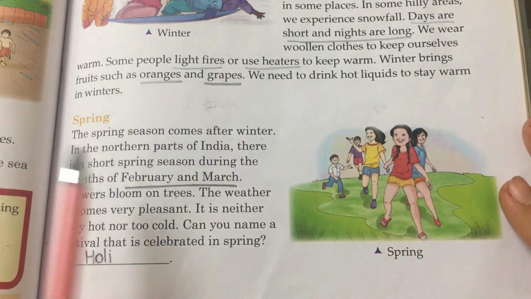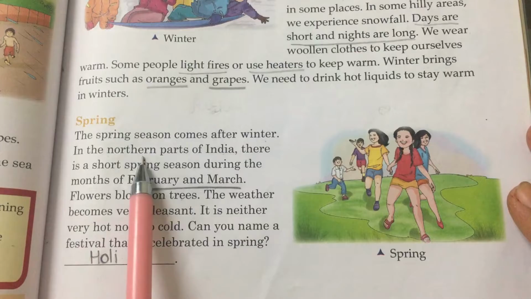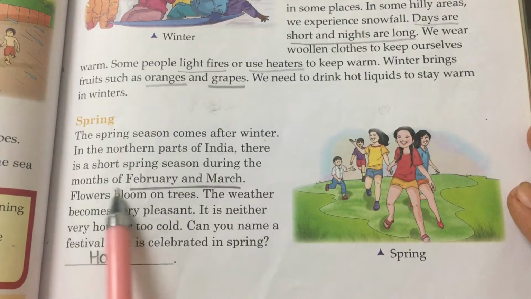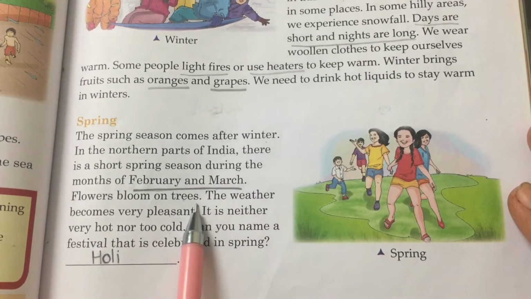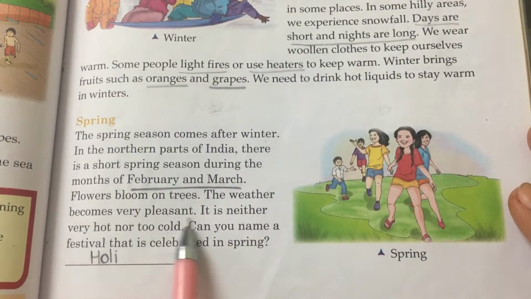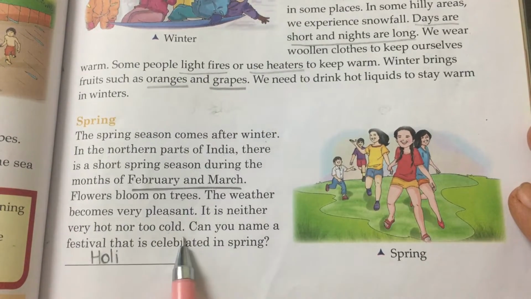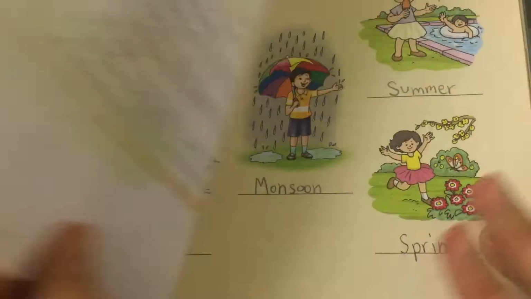Spring. The spring season comes after winter. In the northern part of India, there is a short spring season during the months of February and March. Flowers bloom on trees. The weather becomes very pleasant. It is neither very hot nor too cold. Can you name a festival that is celebrated in spring? Holi is celebrated in spring.